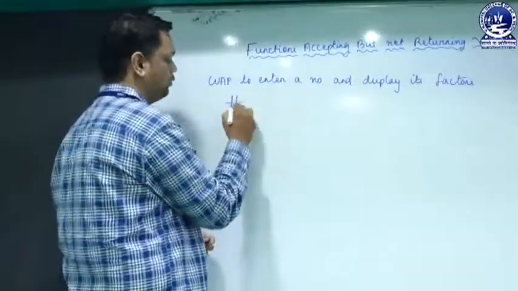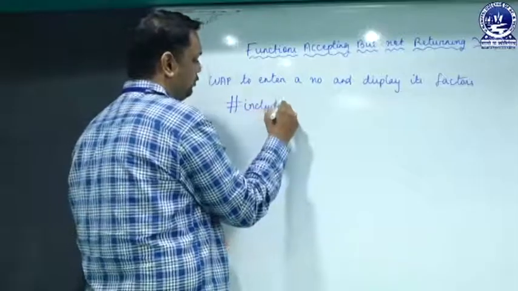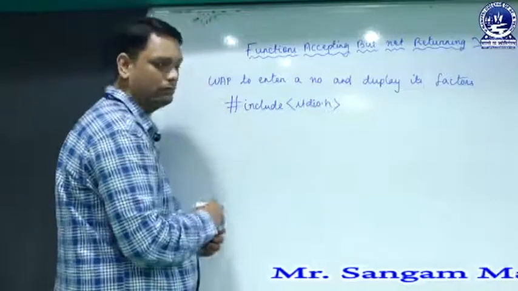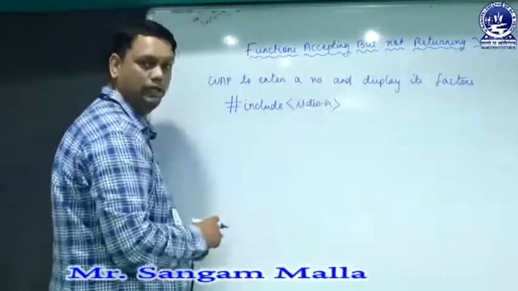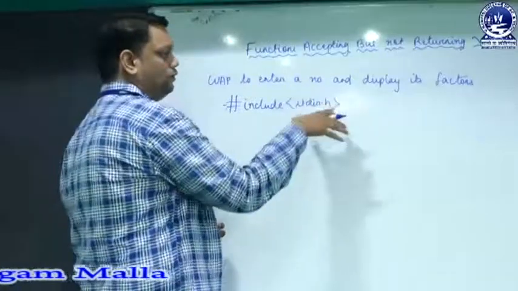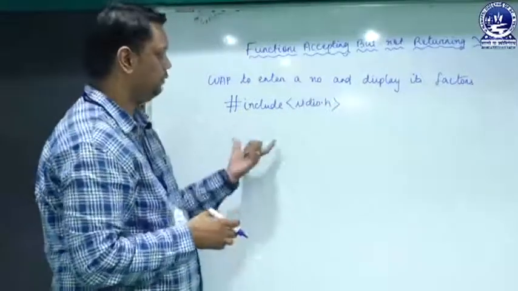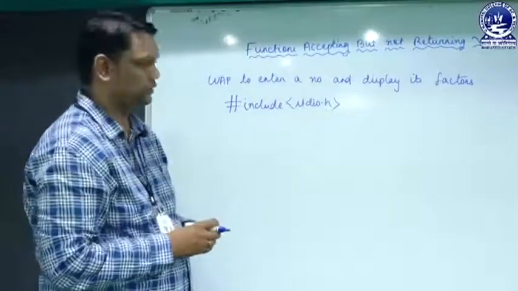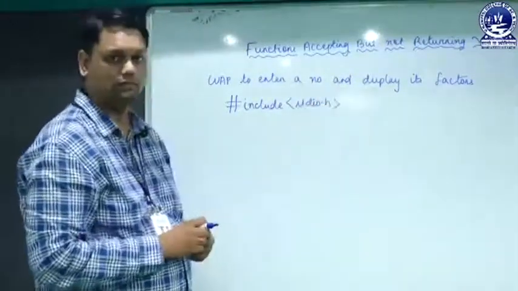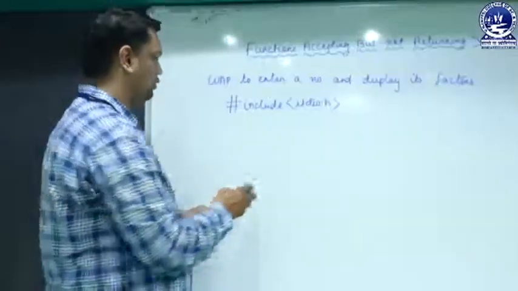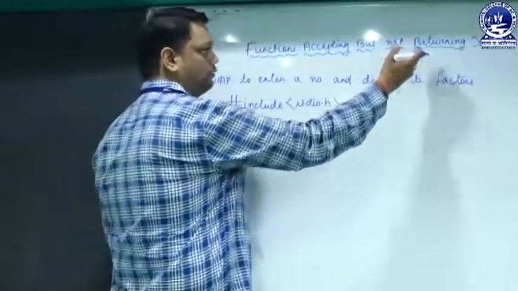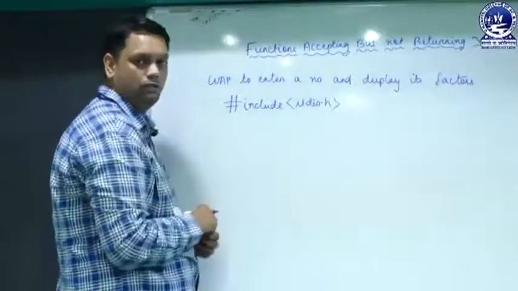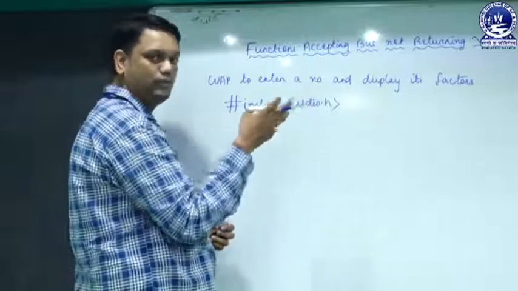So as we know, the program starts with hash include stdio.h, which is the general syntax of writing a program, that is standard input output header file. Next, as we have discussed earlier, before writing the main function we should declare the function first. So let us say we will take a function named fact. As we are discussing functions not returning a value, obviously the return type of the user defined function over here should be void.